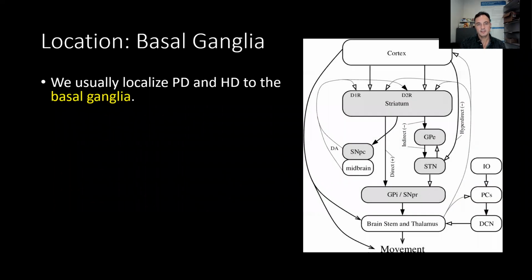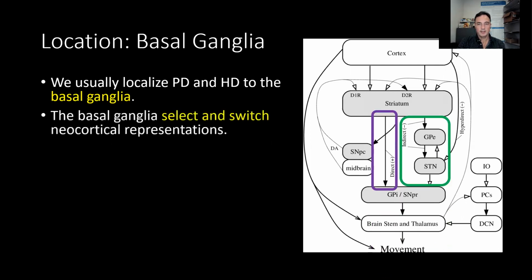So let's look at location first. We often localize Parkinson's and Huntington's to this deep set of brain structures called the basal ganglia. And this is a commonly used diagram to show the circuit connections between the various structures of the basal ganglia. The names aren't too important. I guess basically current thinking is that the basal ganglia are involved in selection and switching of behaviors, which you can think of as being neocortical representations, so lying within the neocortex, that thin envelope of neurons around the outer edge of the brain. And the basal ganglia are thought to function basically as a competition between two pathways.